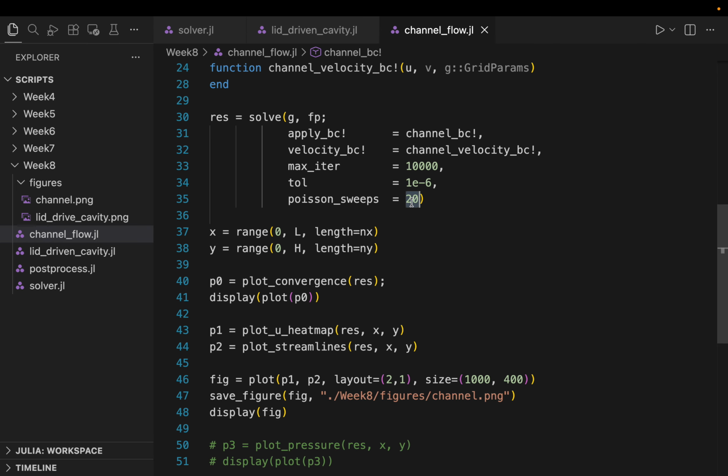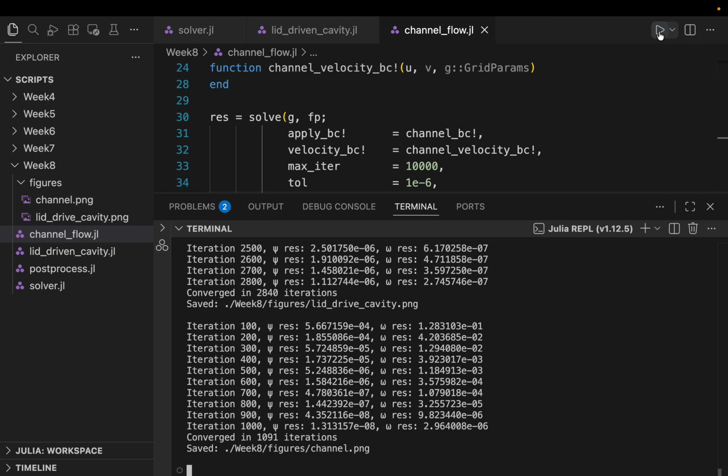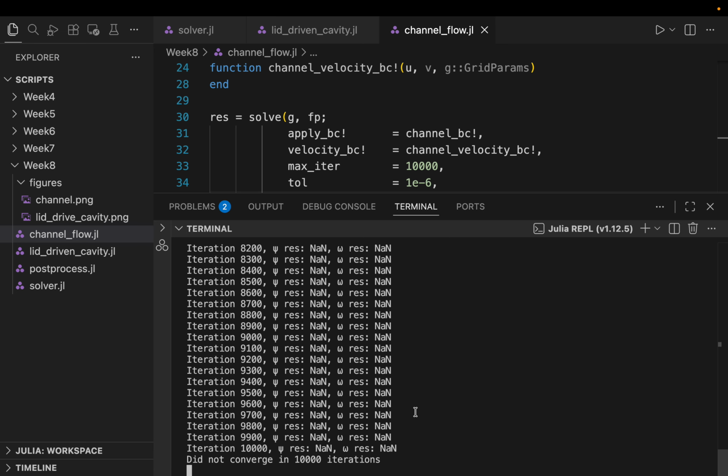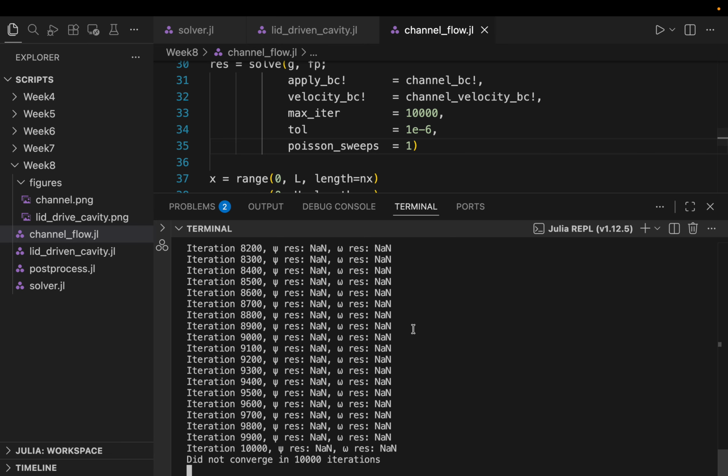So let's say if I reduce this Poisson sweeps to 1, you can see this is becoming unstable. So it is a problem for some solutions. There are some tricks to solve this. People have already studied this. What is the problem with this thing?